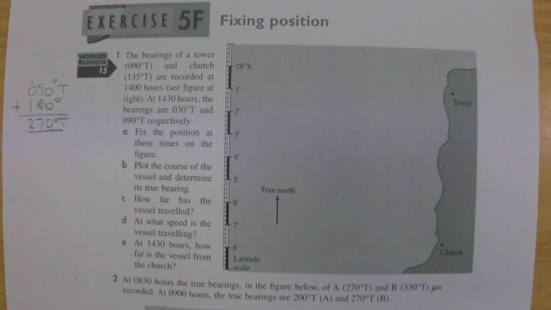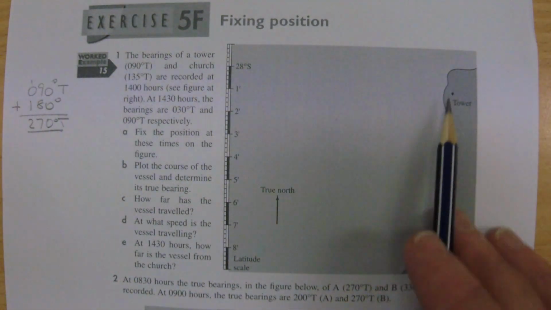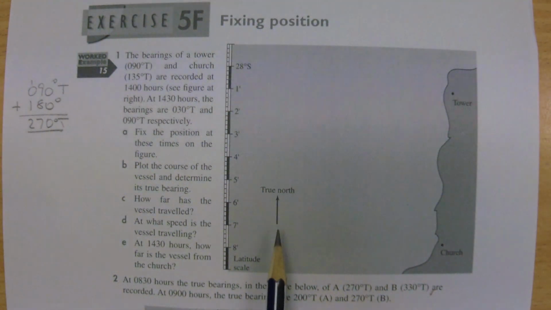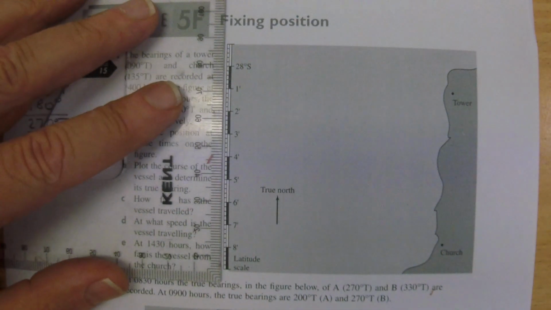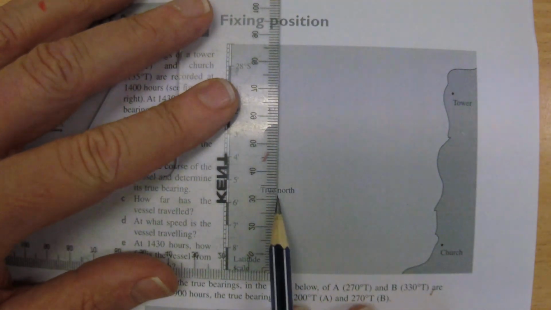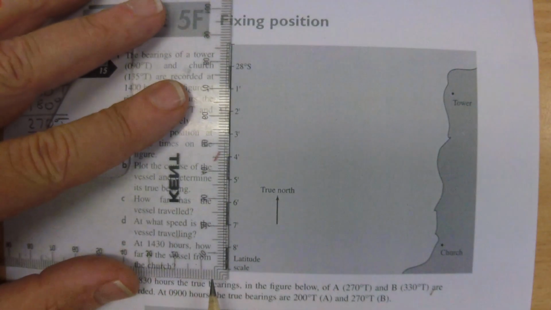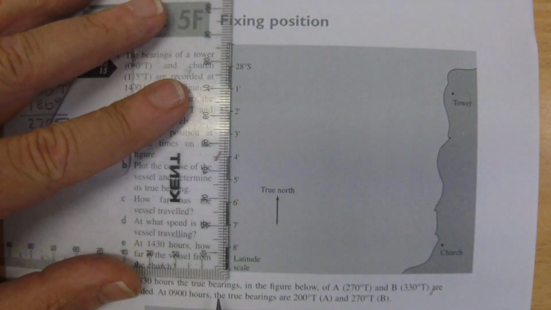Well, how do I find that on my map? First thing first, I need to get a reference line through the tower parallel to true north. Easier said than done, but here's a few tricks. So I have a set square. It doesn't matter what shape set square we've got. I'm going to align that. I could use true north or I could use the latitude scale. Because this is longer, it'll be more accurate.